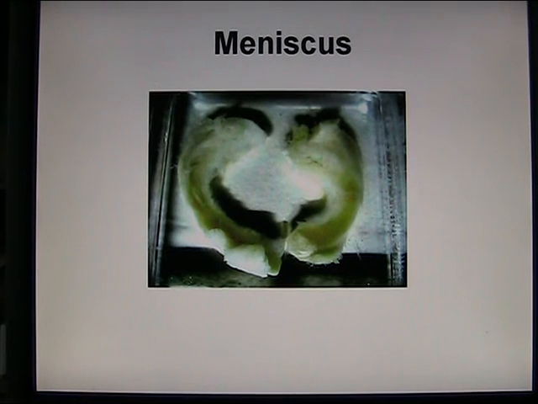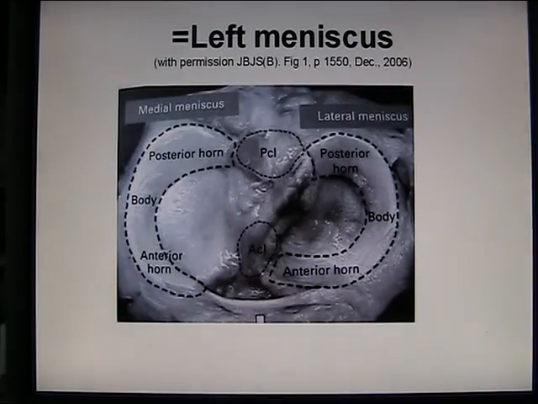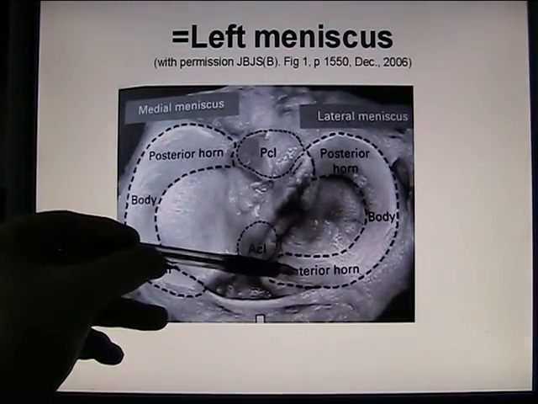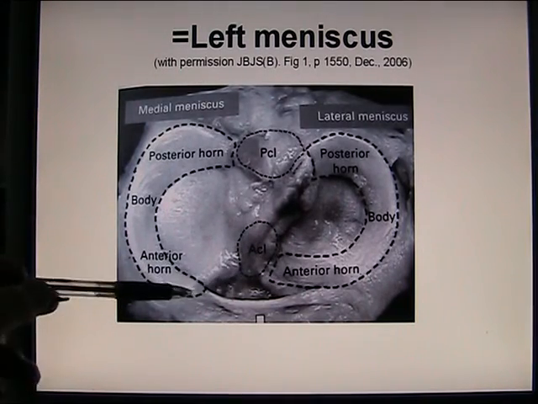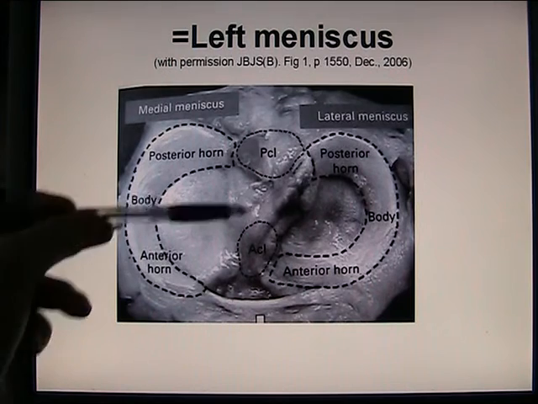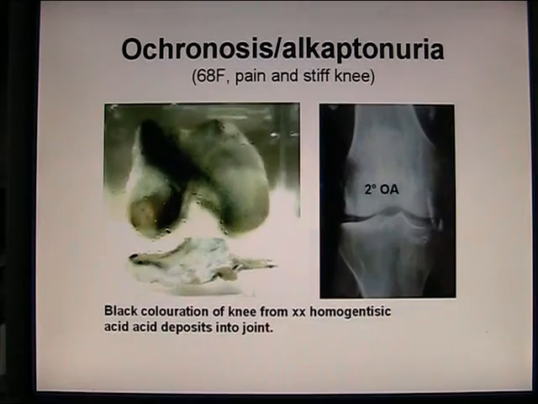Here's one for you. Which knee are these two menisci from? This is a common exam question. Look at them carefully. Well, the one on the outside is a lateral. It's smaller, C-shaped, fits inside the medial. And the front ends tend to be closer together than the back ends. That's the way you tell which knee it is.